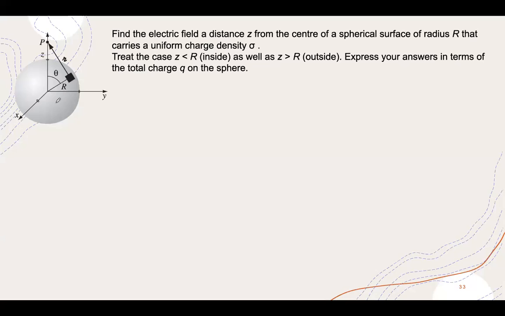Okay, and similarly then we have to treat the cases: z less than r, which is inside. Somewhere here I want to calculate the electric field, and what is going to happen. Similarly, we want to find what is going to happen if z is greater than r, that is outside. And we can then express our answer in terms of the total charge q on the surface. Okay, so these are the given things. Now we will use again the previous concept which we learned here.